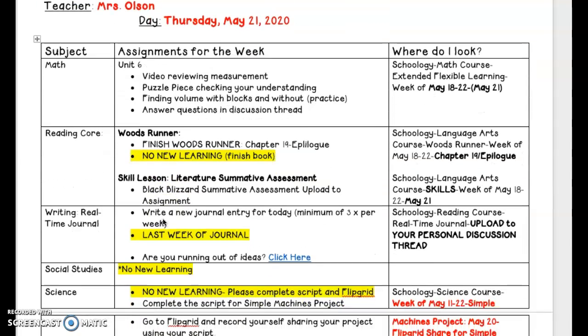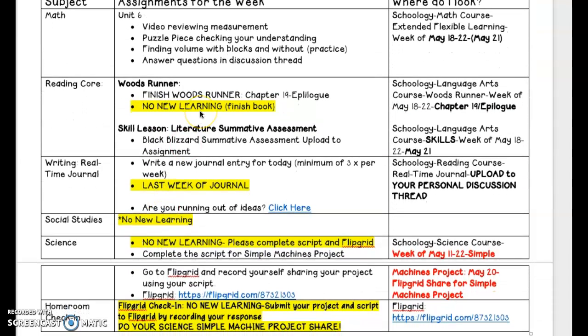For Reading Core, there will not be any new learning for Woods Runner. I'm giving you an extra day to get yourself caught up and finish that book. But remember, we need to be ready tomorrow to do our discussion for Woods Runner, and we'll do that as a live lesson. I will post the discussion questions tomorrow, and you can look at those before you join me at 1 o'clock.